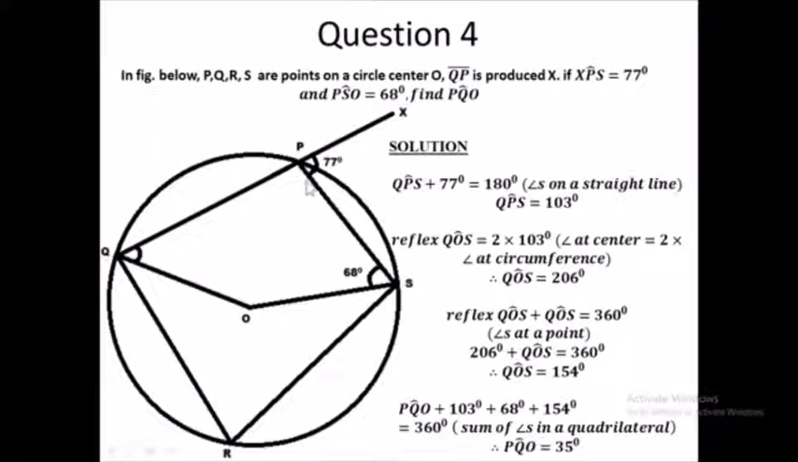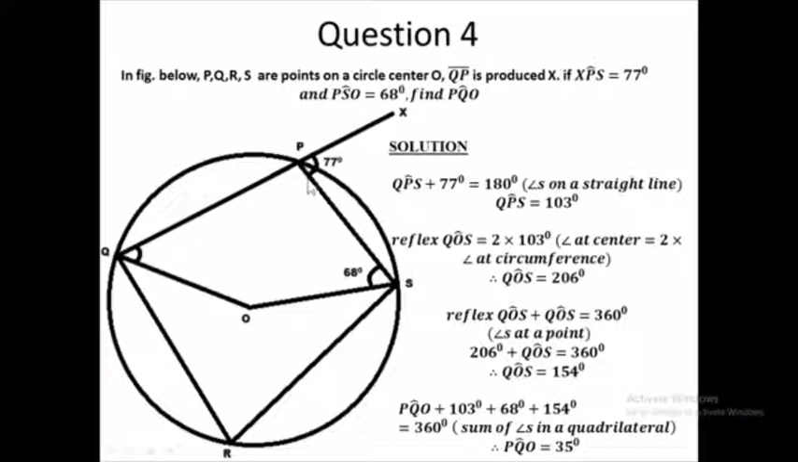This one here, because this angle plus this 77 will give us 180 degrees, angles on a straight line. So I remove this angle from 180 and get this angle to be 103 degrees. Also, there is a relationship between angle QPS and the angle at the center, angle QOS reflex. The angle at the center is twice the angle at the circumference.